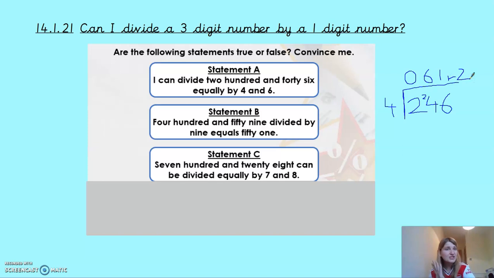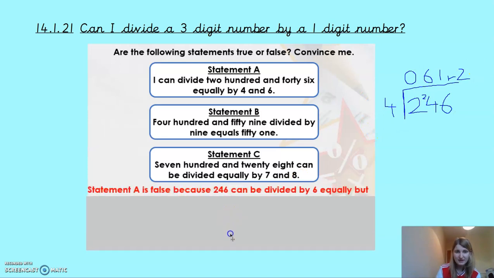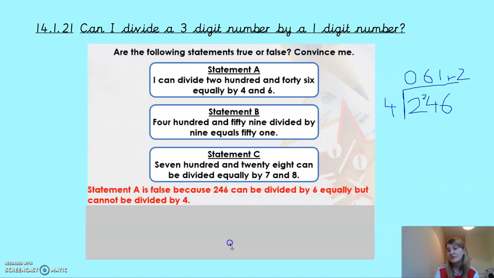So straight away, actually, I don't need to go any further. The statement was, I can divide 246 equally with no remainders by 4 and 6. Is that correct? No, it's not. Let's just check my answer here. It's false. Yeah, it cannot be divided by 4. All right. Have a quick go then at statement B, statement C. See what you get and then come back to me.